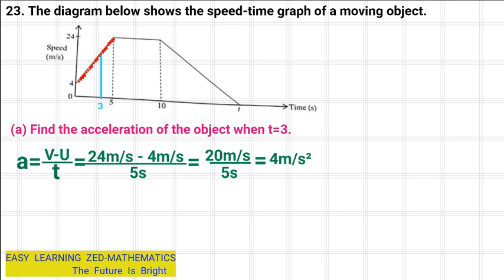So this was the acceleration of the object between that point and the final point. It was 4 meters per second squared. Let's go to question 23b.